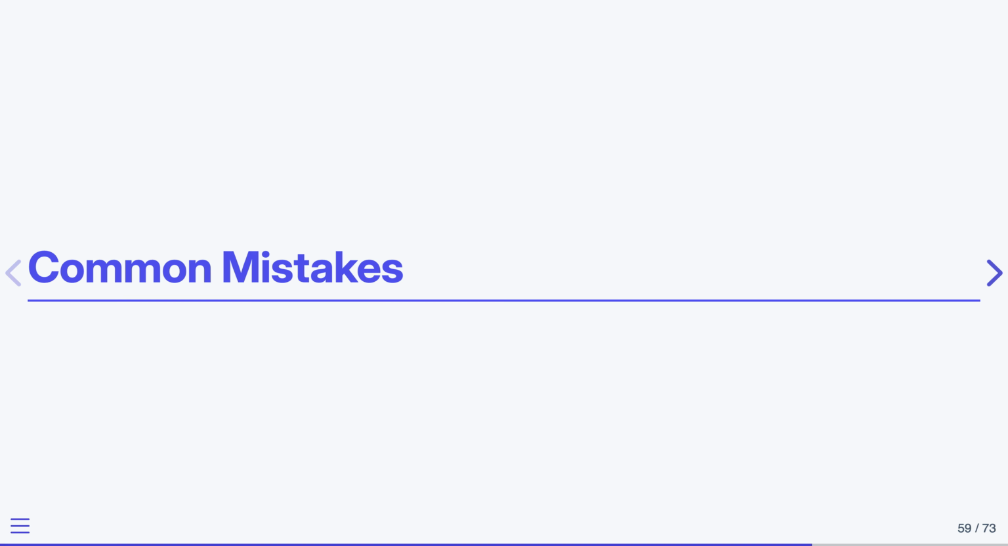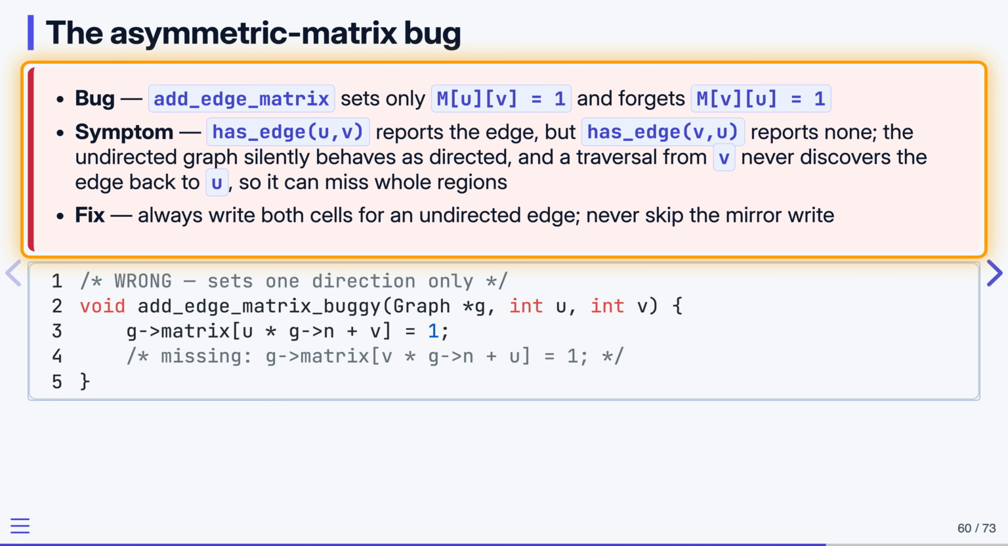Finally, let's look at the common mistakes, the bugs that turn up again and again when you build these graphs. This is the most common bug with an adjacency matrix. The edge is undirected, so it should live in two cells. But the buggy add edge sets only M at row U, column V, and forgets M at row V, column U. Now the graph quietly acts as if it were directed. A search that starts at V never finds the edge back to U, so it can miss whole parts of the graph.